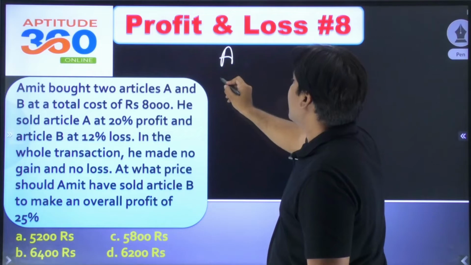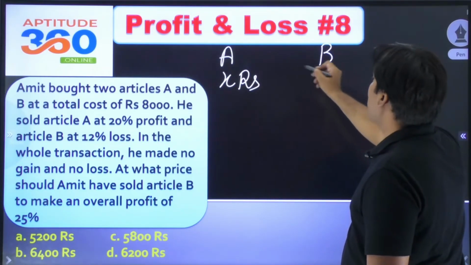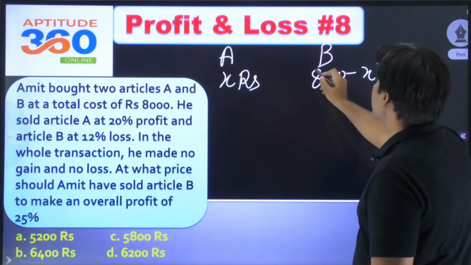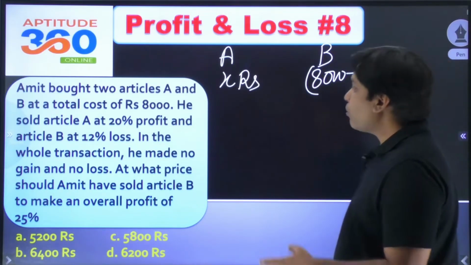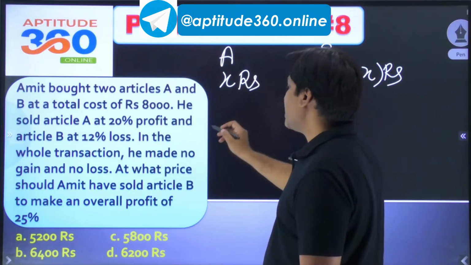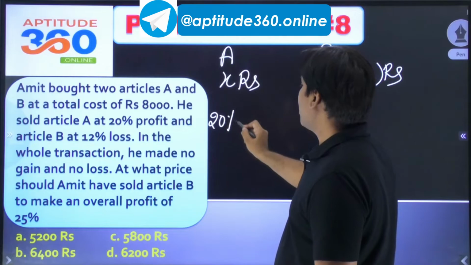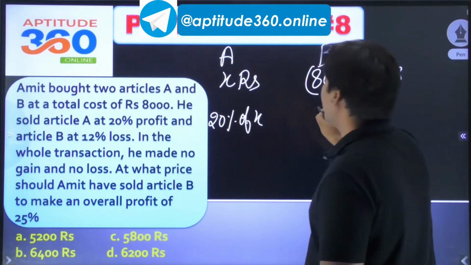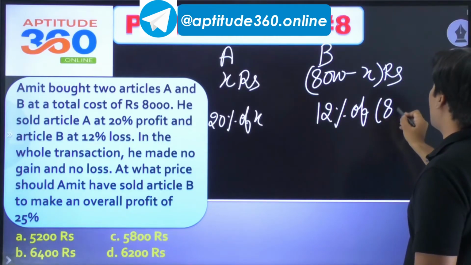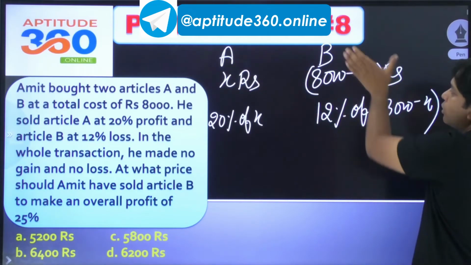Article A, say the cost price of article A is X rupees, and the cost price of article B, I am taking it as 8000 minus X rupees. The problem also tells me that on A you are making 20% profit. So 20% of X is profit, and over here you have got 12% loss, so 12% of 8000 minus X. This is the profit on the first item and this is the loss on the second item.